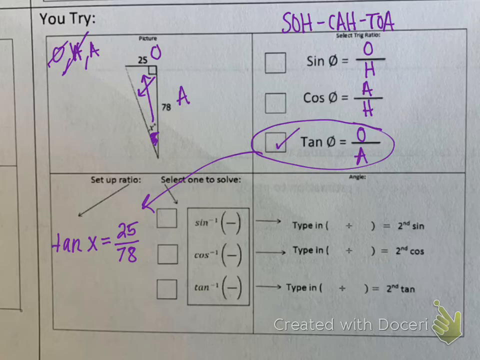From here, it's all calculator. So technically in your calculator, you need to know what tangent inverse of 25 over 78 is. In other words, you're asking the calculator, what is the reference angle when tangent would be 25 over 78? So you would type in 25 divided by 78, hit equals, and then hit second tangent, and you should get 17.8 degrees.